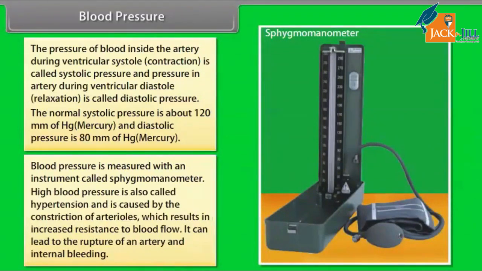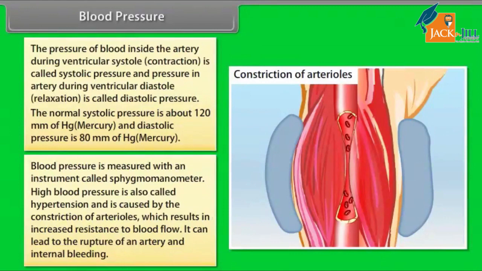High blood pressure is called hypertension and is caused by the constriction of arterioles, which results in increased resistance to blood flow. It can lead to the rupture of an artery and internal bleeding. Disorders related to the circulatory system.